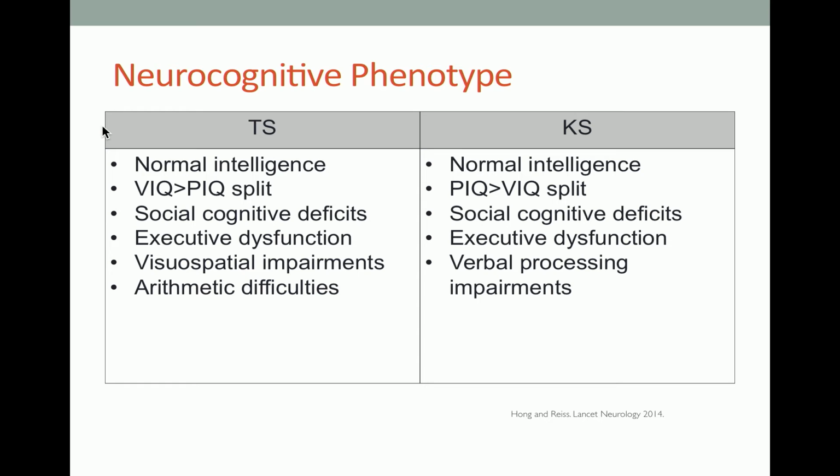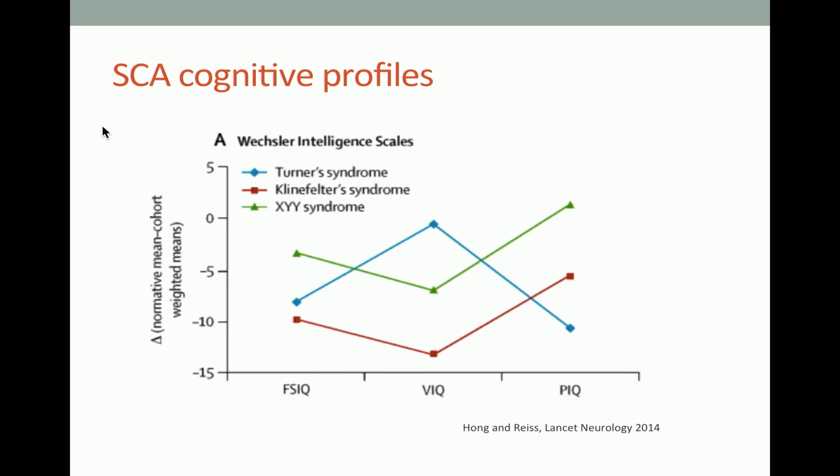And what's driving that is, if you look at the subdomains, they have this split between the verbal IQ and perceptual or nonverbal IQ, and they trend in opposite directions. So in Turner syndrome, they tend to have preserved verbal IQ, but impaired perceptual or nonverbal IQ. And then in the Klinefelter group, they tend to have impaired verbal IQ while they have retained perceptual IQ. They both, however, have very similar problems in higher cognitive functions, so things like executive functioning. And then there are differences in things like arithmetic or verbal processing between the groups.